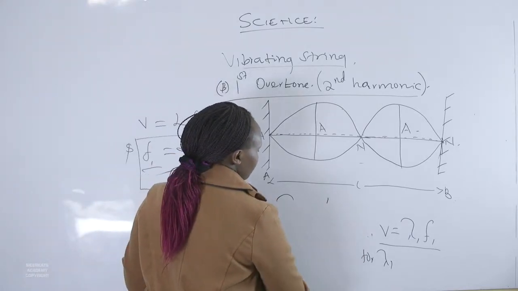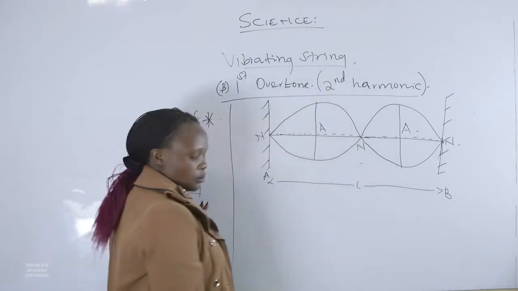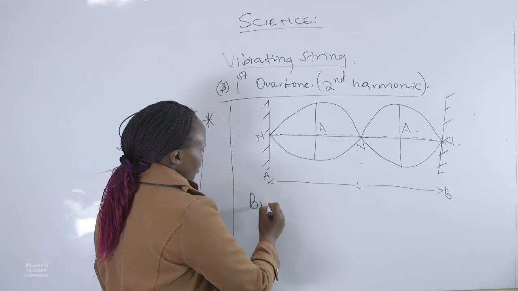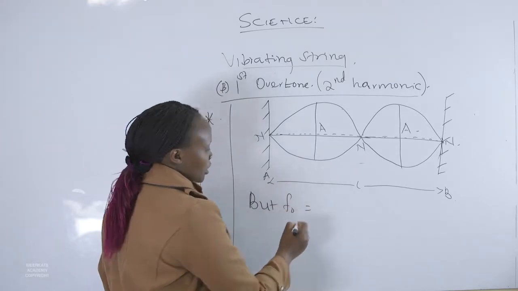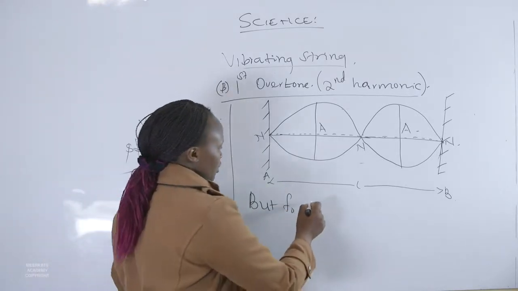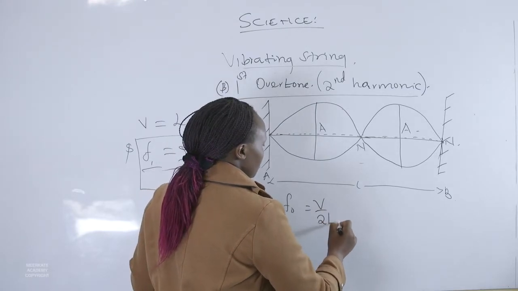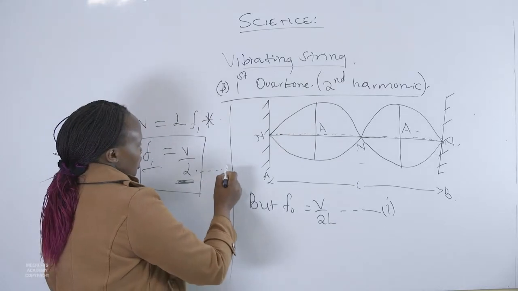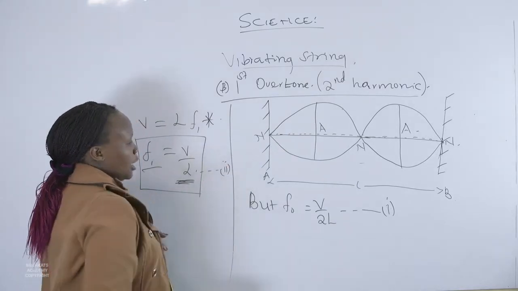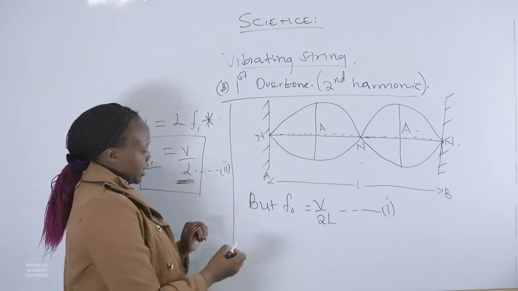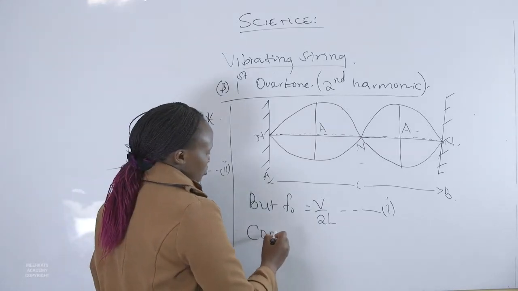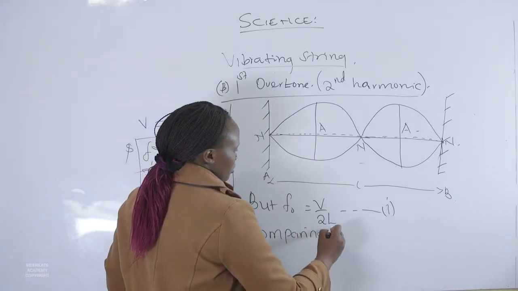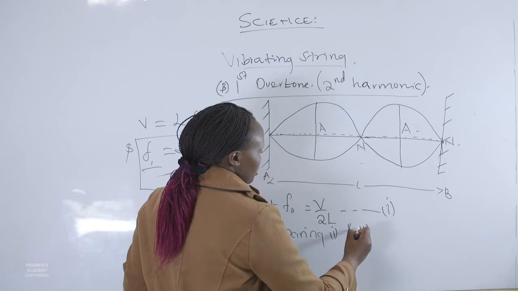Now, from the expression of the fundamental frequency, F naught we said is actually equal to V over 2L. We can call that one equation 1. We can call this other one equation 2. And we want to compare. So, comparing 1 and 2.